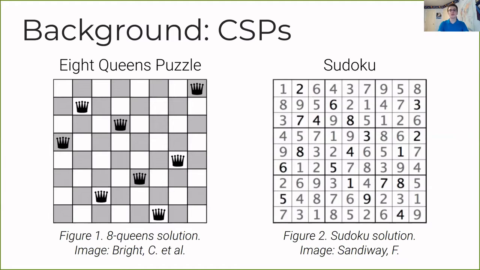In the 8 queens puzzle, 8 queens must be positioned on a chessboard so that no two queens attack each other. This is a constraint satisfaction problem, where the variables are the positions of the 8 queens, the domain of values is the 64 squares of the chessboard, and the constraint is that no two of the queens attack each other. Likewise, in Sudoku, the variables are the 81 cells of the grid, the domain of values is the integers from 1 through 9, and the constraints are that each row, column, and 3x3 box must contain each domain value exactly once.